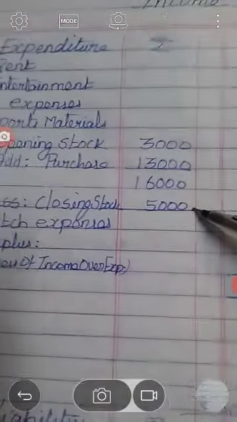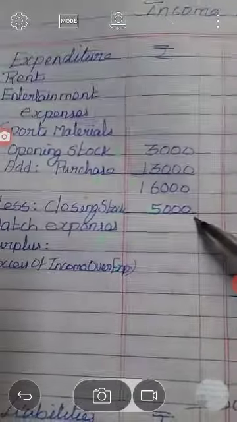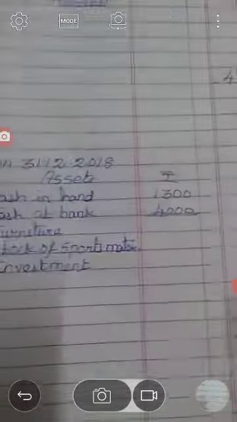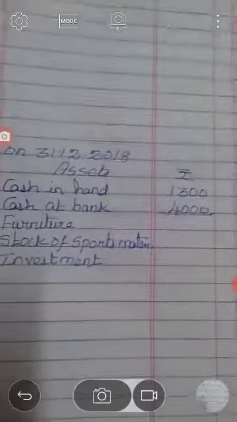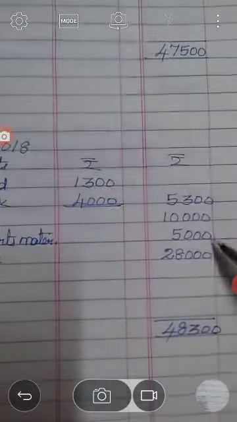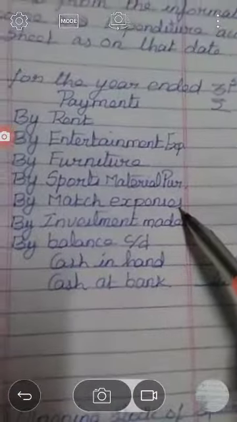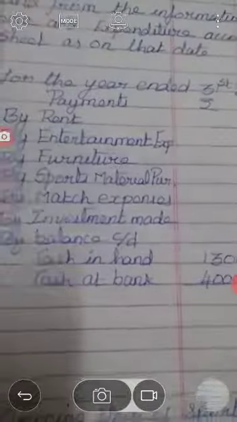Then again this 5,000 closing stock of sports materials should appear on the asset side of the closing balance sheet. The closing stock of sports material 5,000 is an asset. It should be shown on the balance sheet asset side. Closing stock of sports materials, that is stock of sports materials 5,000. Then match expenses, it is an expenditure. Match expenses is an expenditure 12,000. It should be shown on the expenditure side.